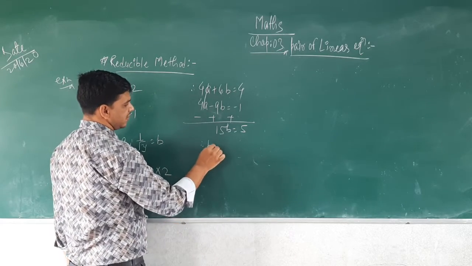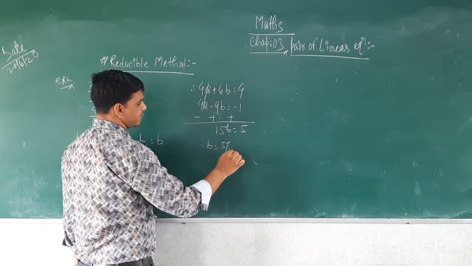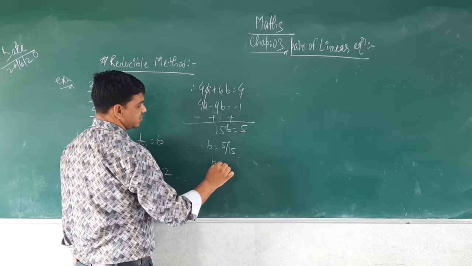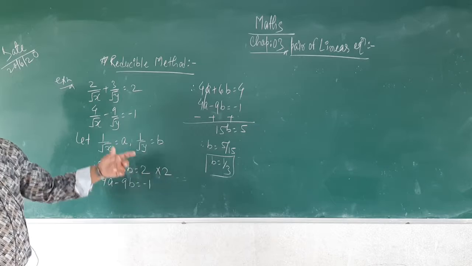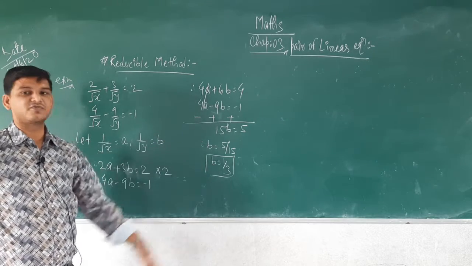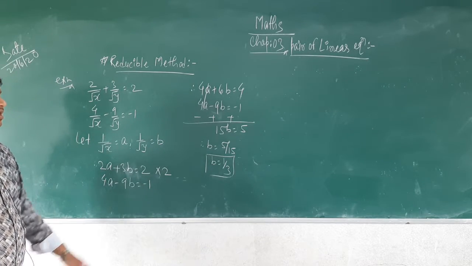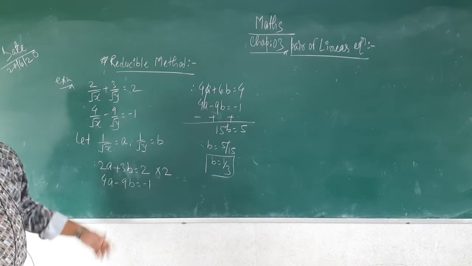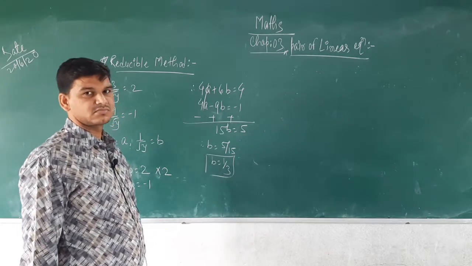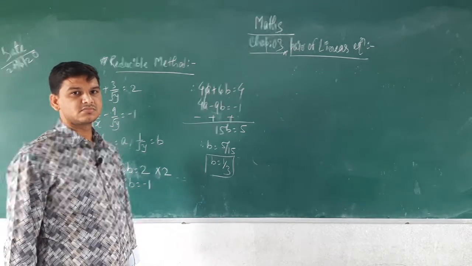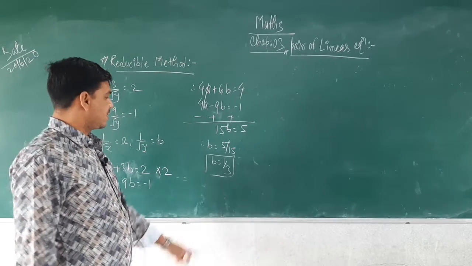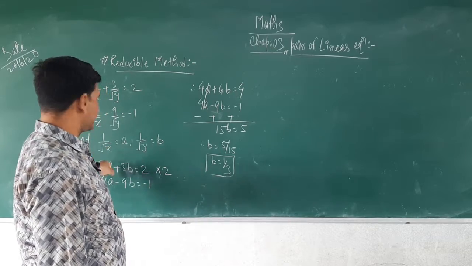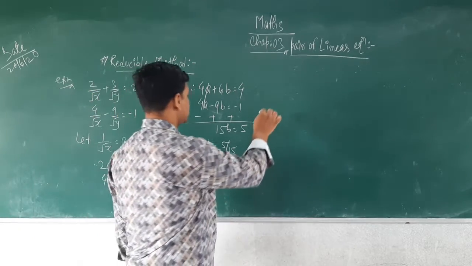So therefore b is equal to 5 upon 15. So b is equal to what? 1 by 3. So after converting into the standard form of linear equation, we get the value of b equal to 1 by 3. Now b equal to 1 by 3, which we apply into any one equation.